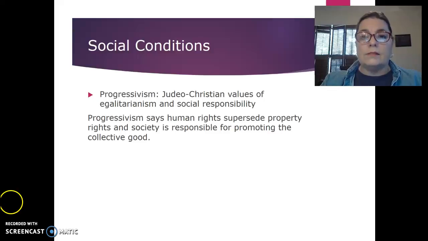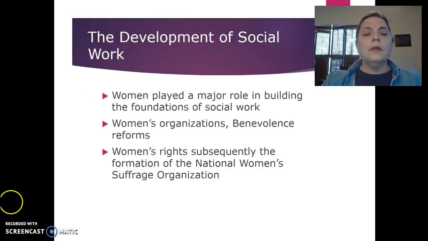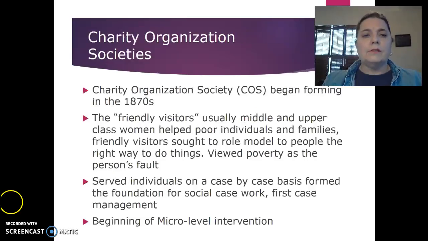You might want to stop here and just take that in for a minute and consider that statement in relationship to not just the past, but what we're going through today. Women had a major influence in the organizations.